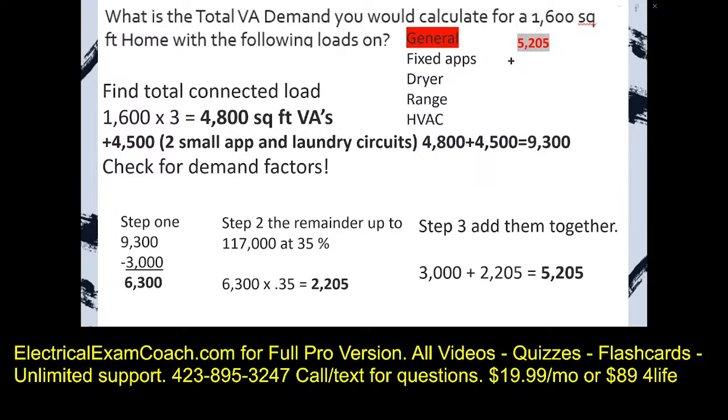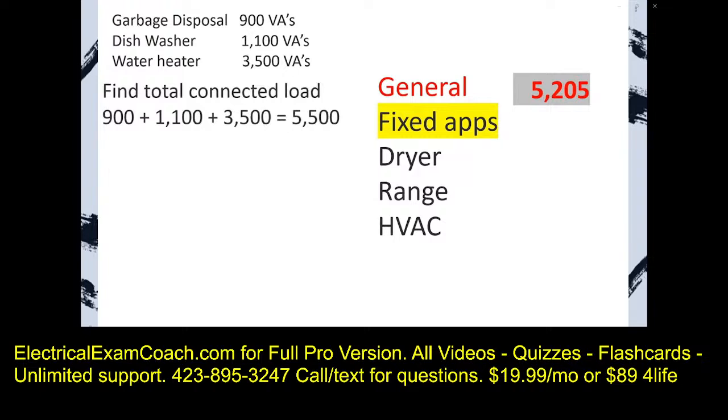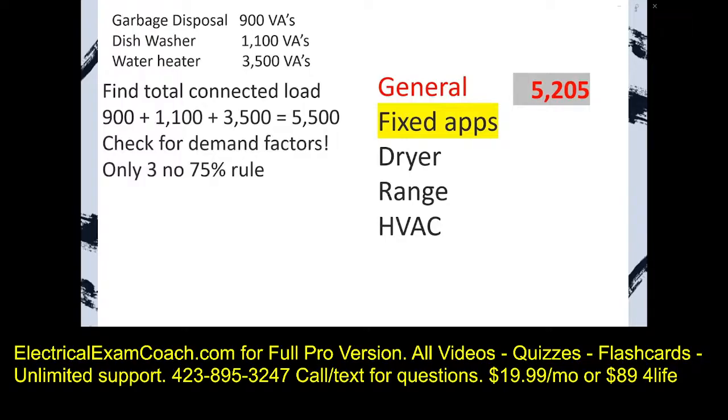Let's get to it. Now let's do our fixed appliances. We have a garbage disposal, dishwasher, and water heater. Find the total connected load. We total them all up, and it equals 5,500. Now we check for demand factors. There are only 3 appliances, so the 4 or more 75% rule does not apply, and we write down 5,500.